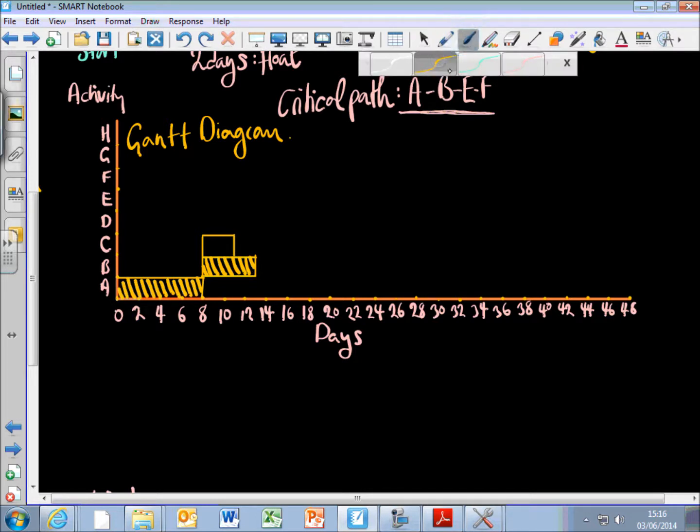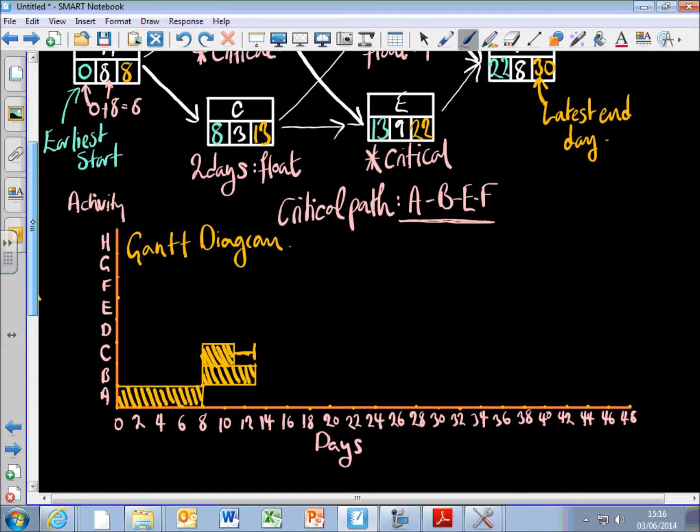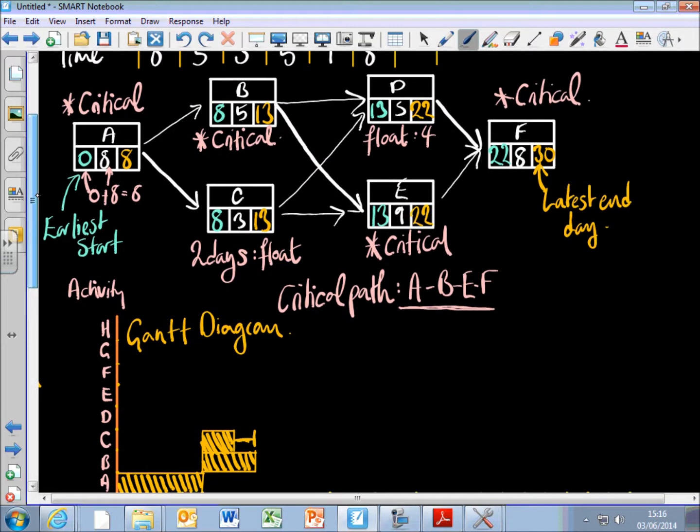So it takes, we assume it starts on day 8 and takes 3 days, but there is going to be some float time, 2 days float time. So I'm going to put that in as a little line like that with a bar on the end to say there is a little bit of time where I can run over with that job. Okay, let's have a look at activity D.